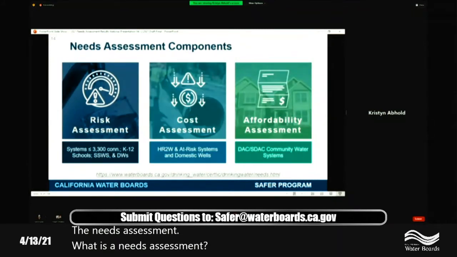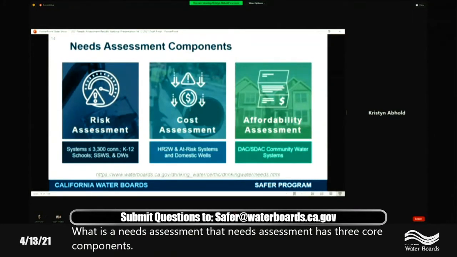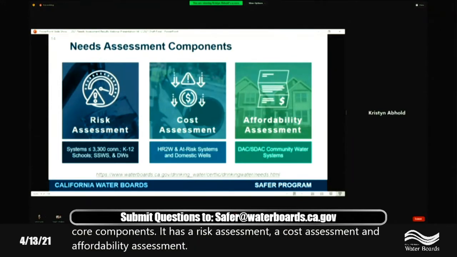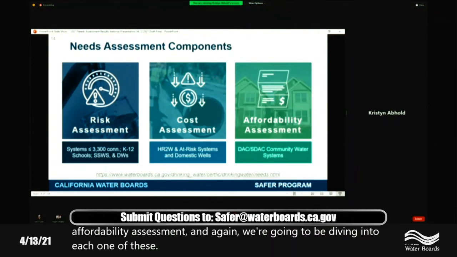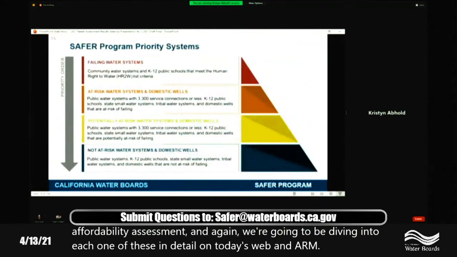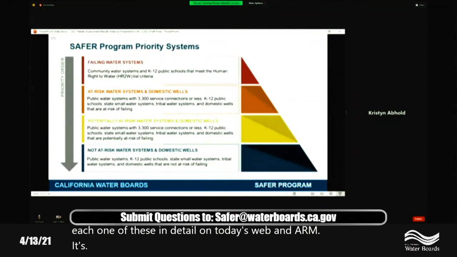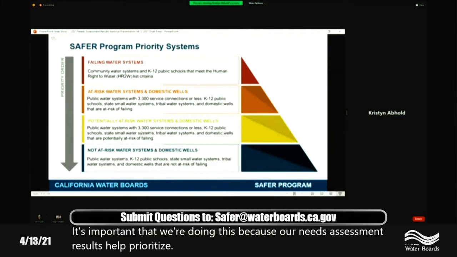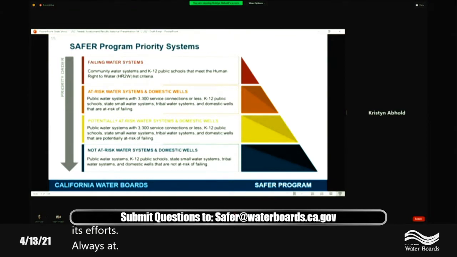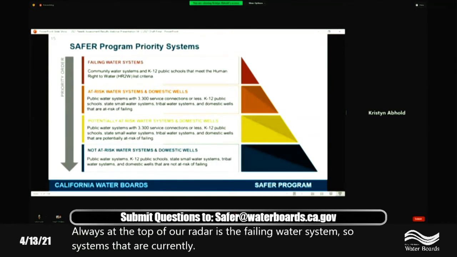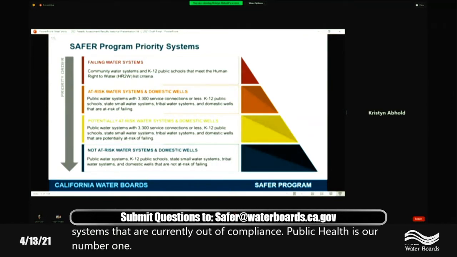The needs assessment has three core components. It has a risk assessment, a cost assessment, and an affordability assessment. And again, we're going to be diving into each one of these in detail in today's webinar. It's important that we're doing this because our needs assessment results help prioritize where the SAFER program should be focusing its efforts. Always at the top of our radar is the failing water system, so systems that are currently out of compliance. Public health is our number one priority, and so failing water systems and getting them the help that they need will always be our top priority.